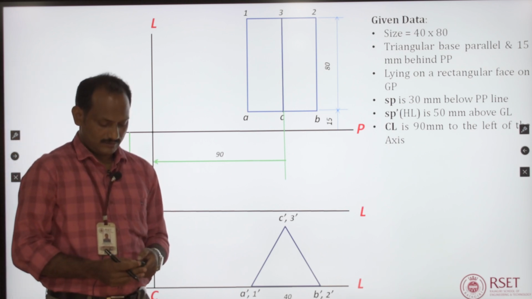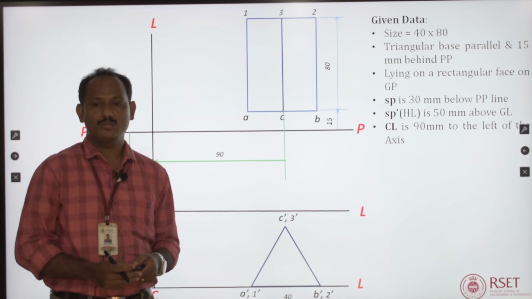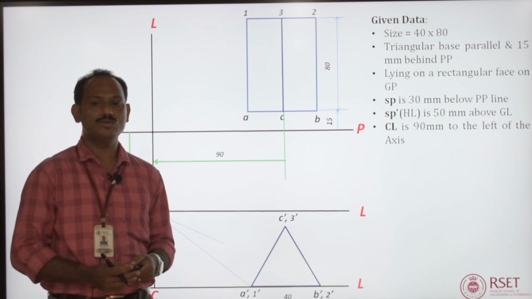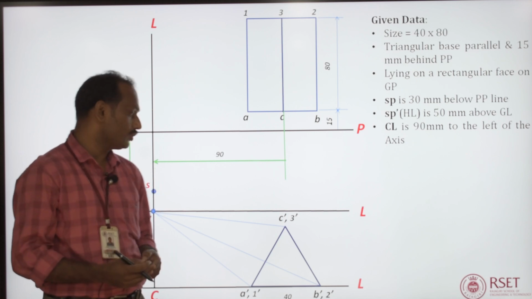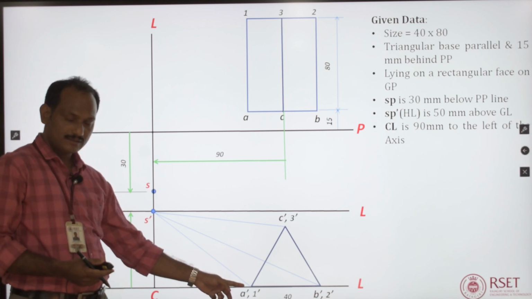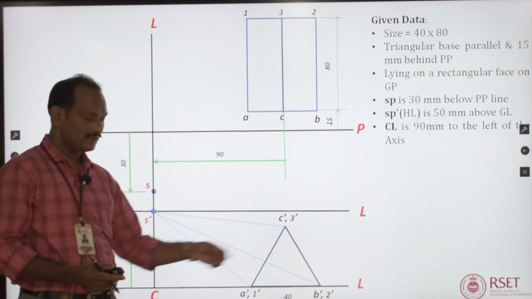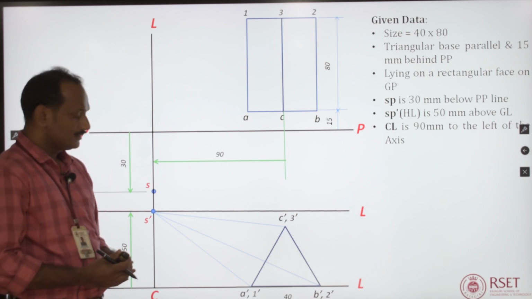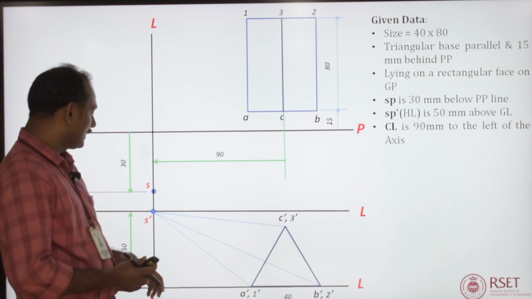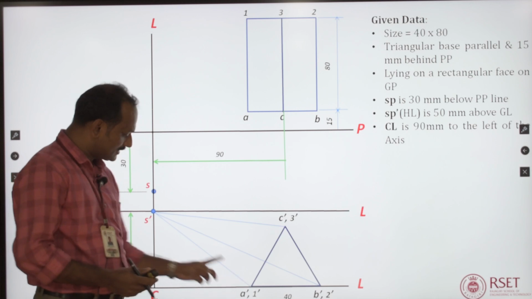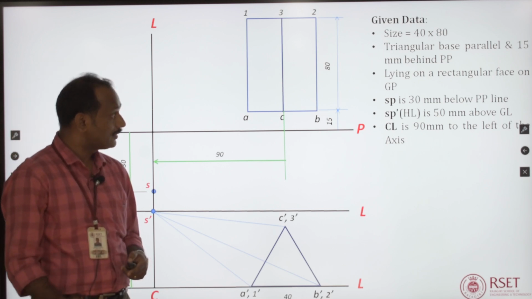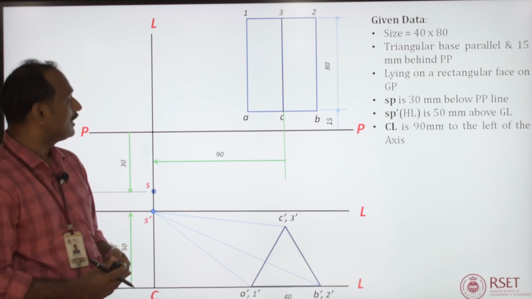Now, to draw the perspective view in the visual ray method, these are the steps. First, we need to draw the visual rays from the front view of the station point towards the front view of the object. So, S dash A dash, S dash B dash and S dash C dash are the front view visual rays to the front triangular base, and S dash 1 dash, S dash 2 dash and S dash 3 dash represent the visual rays of the behind triangular base 1, 2, 3.